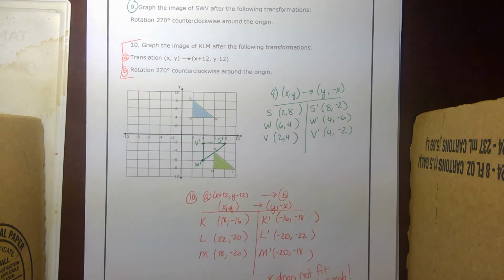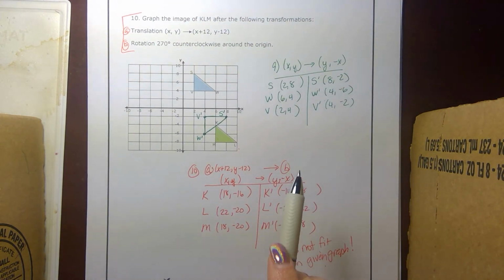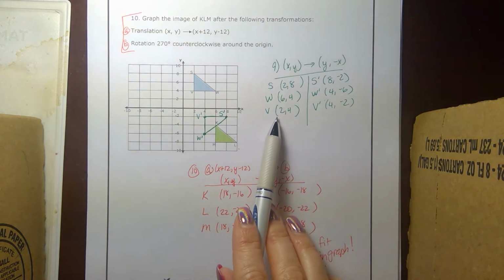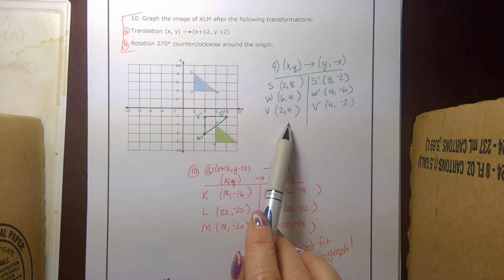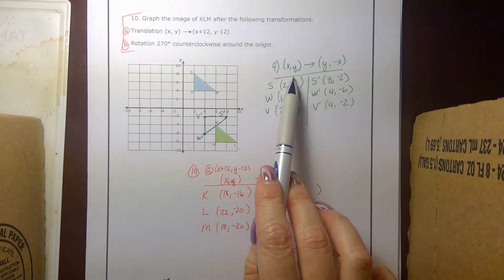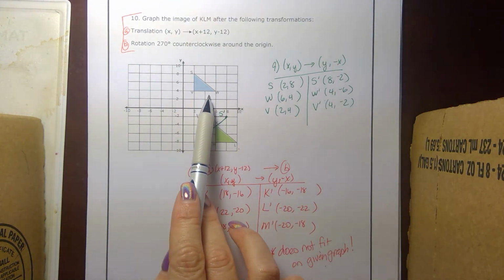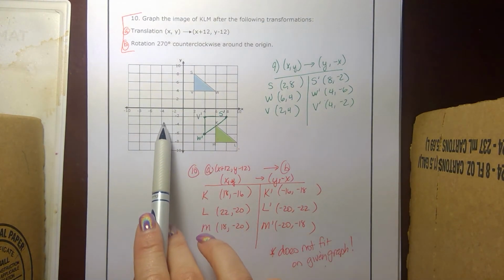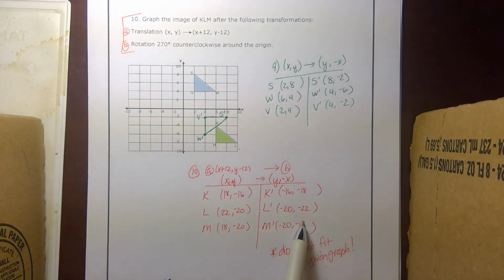All right, and finally, numbers 9 and 10. Number 9, I did the same way I have been. I figured out what my points would be, where they would fall underneath. You know what? Number 9, I'm sorry. Number 9 is just a rotation. So I just applied that rule for rotation 270 degrees, and I rotated this triangle SWV around here. I set up number 10 so that I did the translation first and then the rotation.